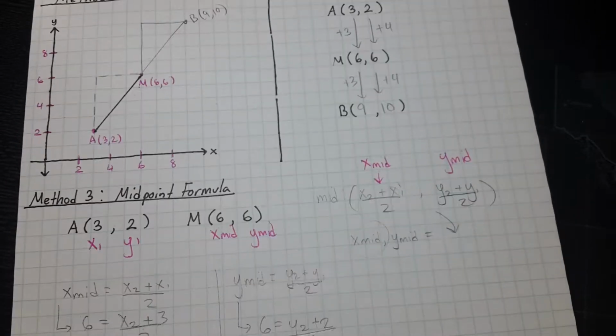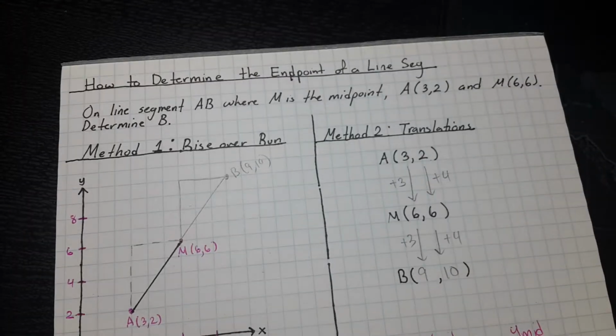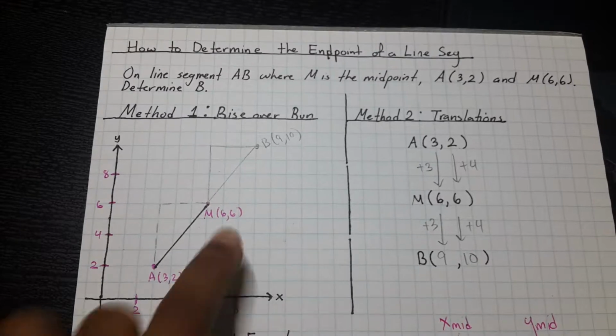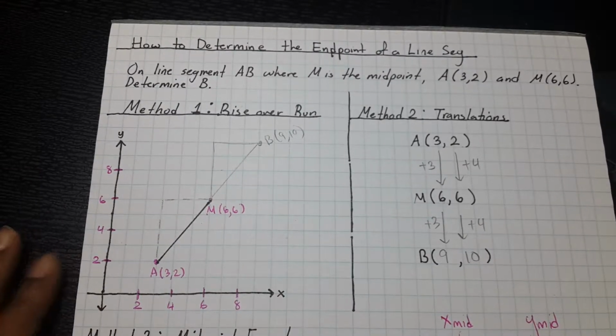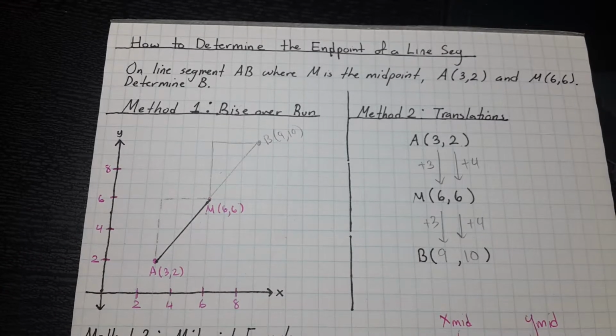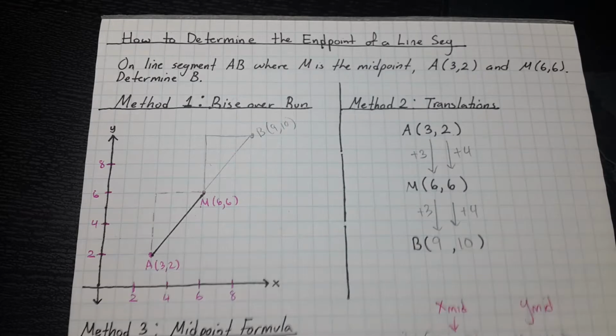So this is pretty much it. You can use any of the three methods to help you solve for the endpoint. I would say that this might be difficult if you have irrational numbers, but I think all three methods are pretty useful in a very simple context. And that's pretty much it.